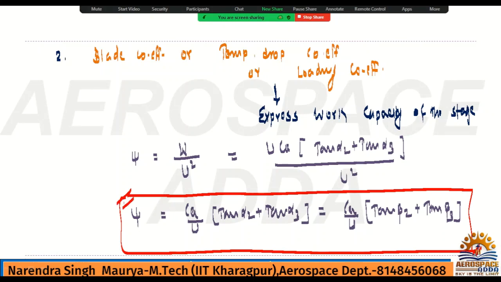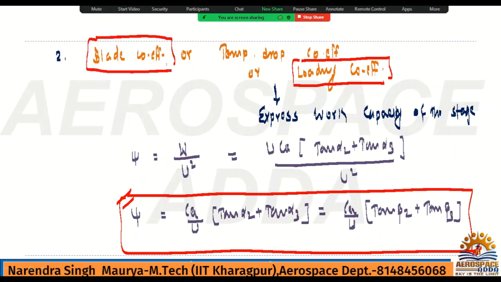So this is called the loading coefficient, or sometimes also called the blade coefficient. In terms of angle, it is also explained here, so you should remember it. The last parameter is called blade speed. This is also very important. Remember, the blade loading coefficient is also called the temperature drop coefficient. This should be very clear.